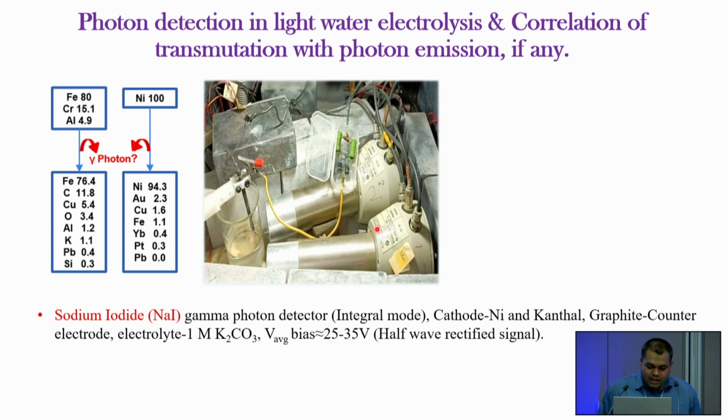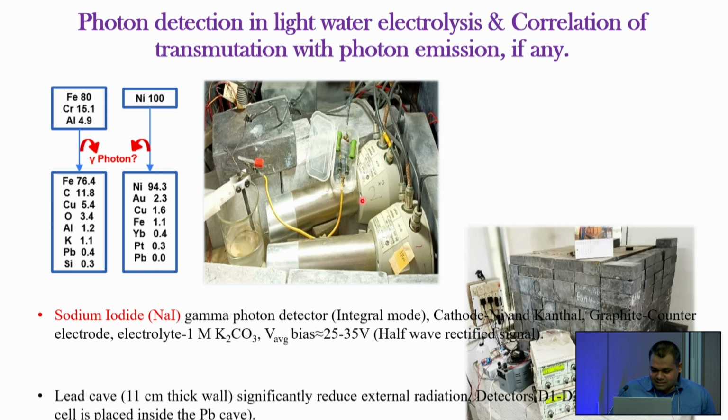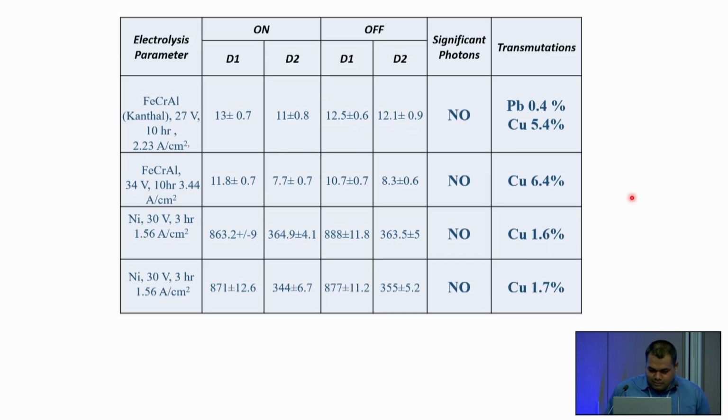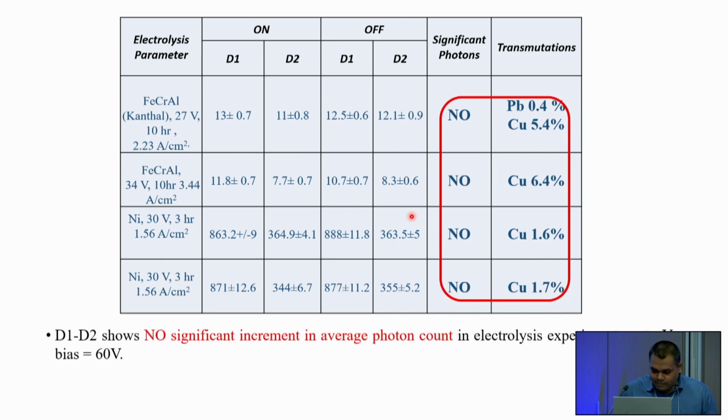We use 2 sodium iodide detectors, and these detectors are placed close to the cell, as you can see, carbon anode and the cathode. The whole setup is placed inside a lead enclosure in order to reduce the background. So let's see the results. This is a very complex table. I'll just summarize it. You can see here, we could not find any significant photons. However, we observed transmutations. So again, the correlation was inconclusive.